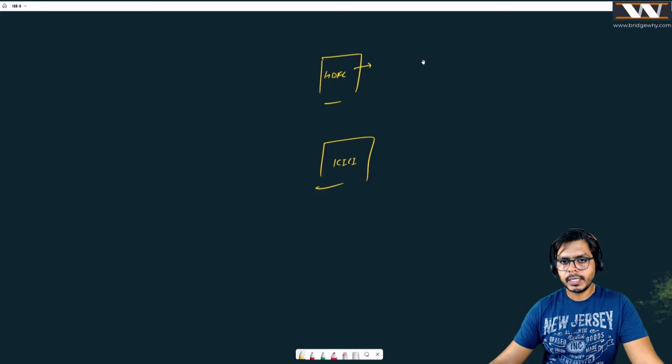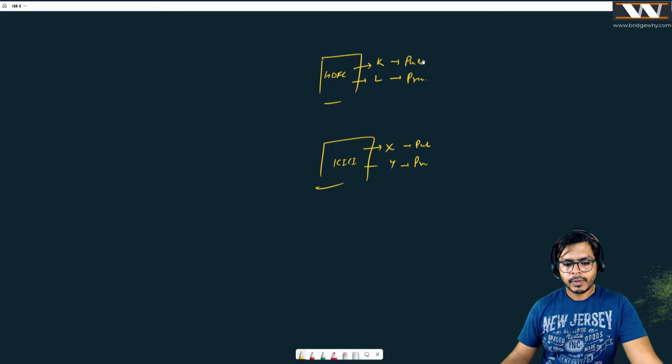Do you agree with me that here I have K and L? This is the public key and this is the private key, suppose. And similarly here, suppose I have X and Y. This is my public key and this is my private key. What is going to happen?